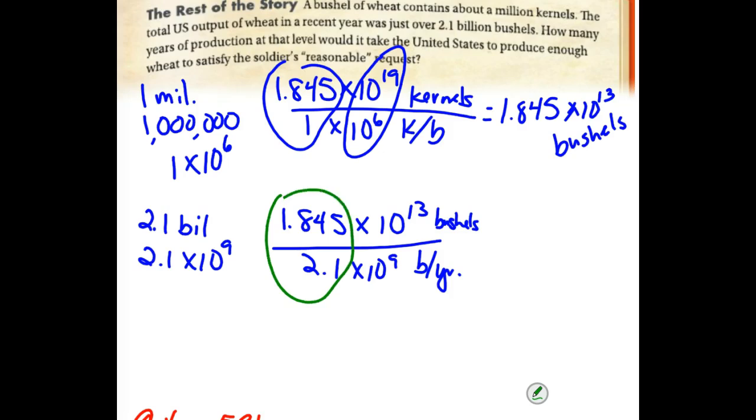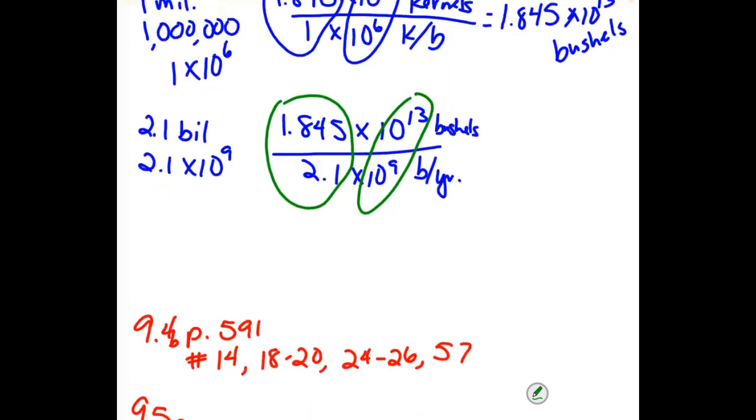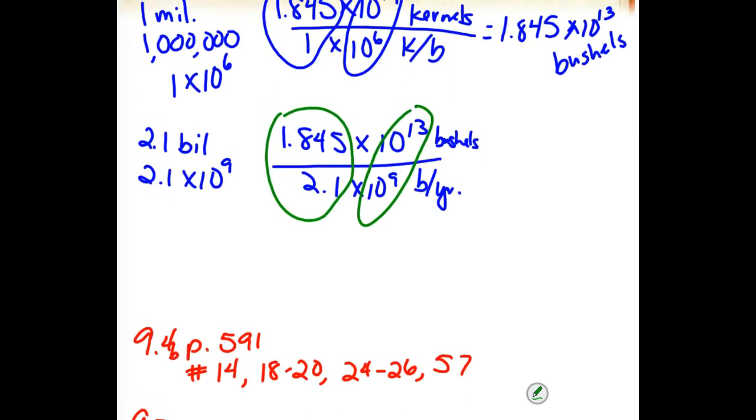Again, dividing scientific notation. Divide the front numbers and do what with our powers? Subtract. So grab your calculators. What's 1.845 divided by 2.1? 0.8. Okay. And it's times 10 to the 4th. So 10 to the 4th means our decimal's moving 4 places to the right. So if we move our decimal, we'd have 8,786 years. It would take the United States. We make quite a bit of wheat, yes, compared to some countries. It would take us almost 8,800 years to make that much wheat.